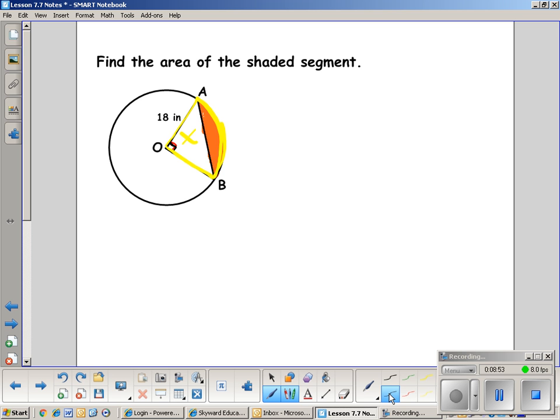So what is the angle that measures the arc AB? 90. Okay, it's the same as this 90-degree angle here. So area of the sector, I'll write it here, is 90 over 360 times area of the whole circle, which is pi 18 squared. And then we're going to subtract from that the area of the triangle.